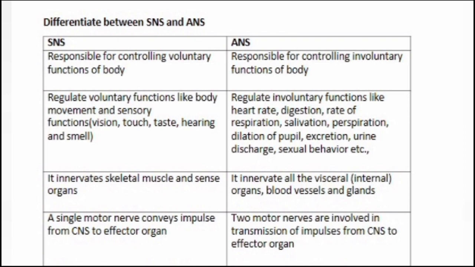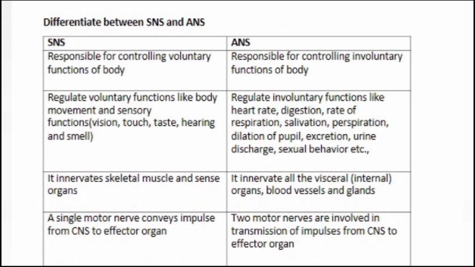Next, what are the voluntary and involuntary functions? Voluntary is moving hands, touching, speaking, writing. So it is all voluntary. And then involuntary is like digestion. You cannot control digestion, or respiration, salivation. It cannot be controlled, right? That is what involuntary is. And then SNS, that is somatic, consists of skeletal muscle for sense organs. And then opposite to skeletal muscle is visceral organs.